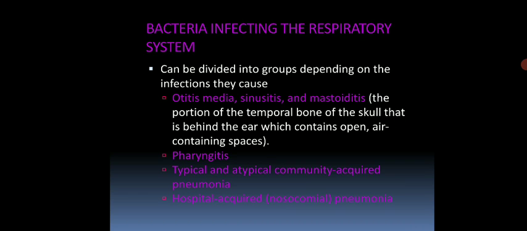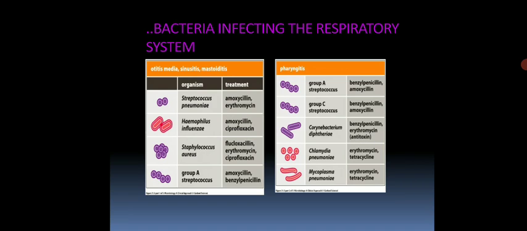So these areas are exposed to continuous air. Then pharyngitis is there, then typical and atypical community acquired pneumonia is there, and hospital acquired nosocomial pneumonia is there. So these are different types of organisms they infect. In that Streptococcus pneumoniae is there, Haemophilus influenzae is there, Staphylococcus aureus is there, and group A Streptococcus is there, and these are the respective antibiotics, for example amoxicillin, ciprofloxacin, erythromycin, all these antibiotics we can use for treatment of these kinds of diseases.